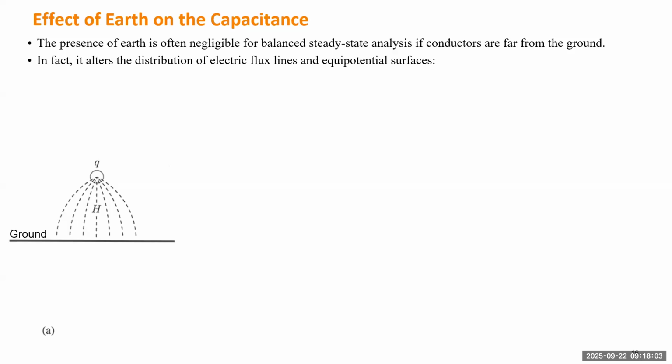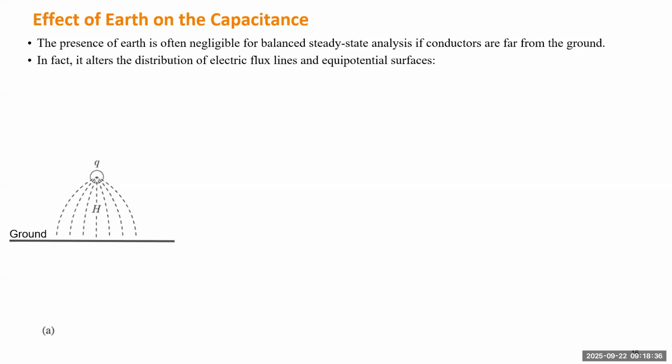So if the ground is far away from the conductors, the electric field will be perfectly symmetric. That makes the calculation easier. But if the ground is close to the conductor, you see that the electric field will be distorted. The direction of the flux will change, finally bending near the ground. So that makes the calculation harder. But we have a method to simplify the calculation.